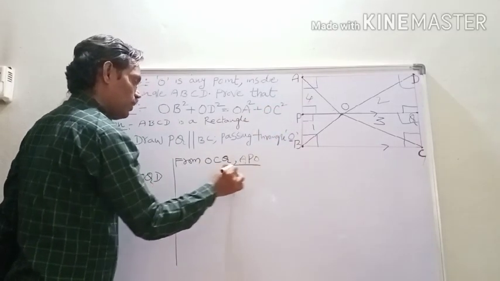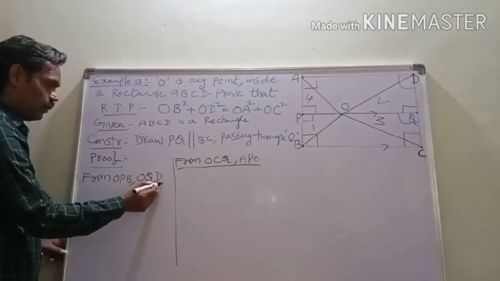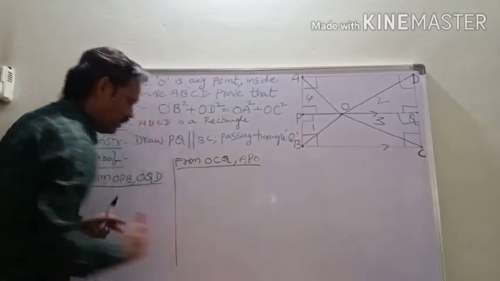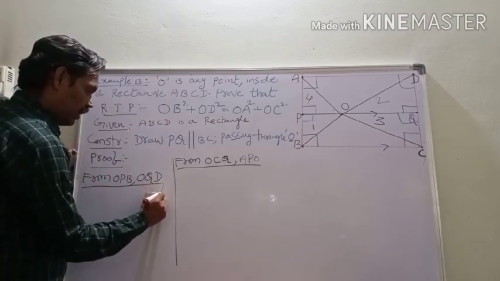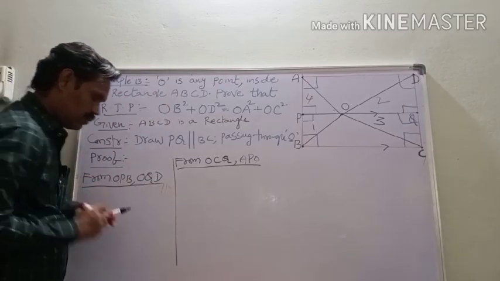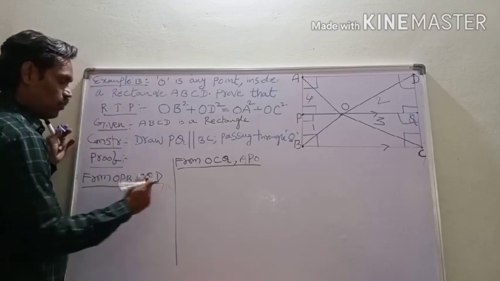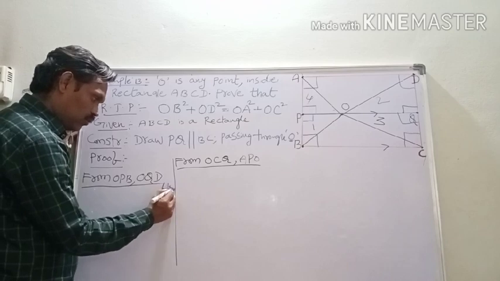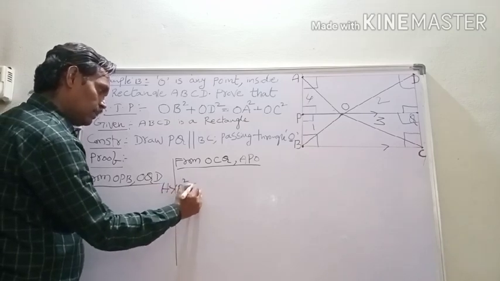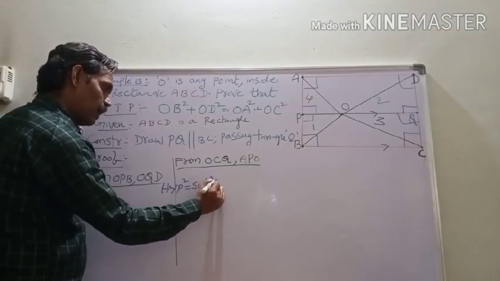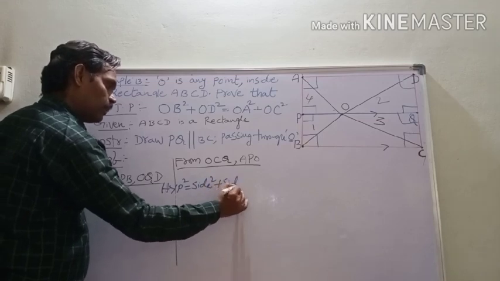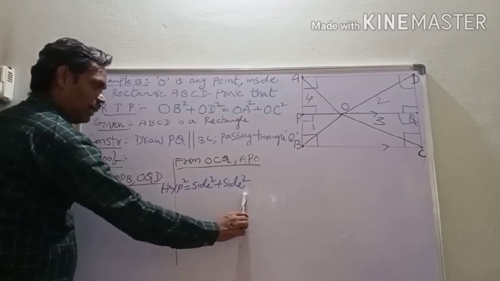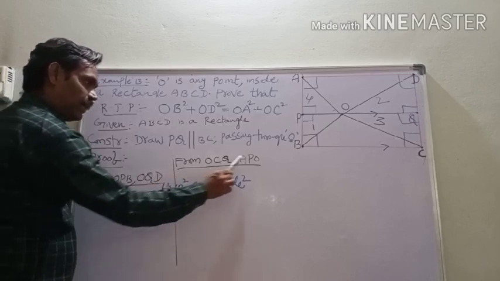APO. Okay. So here you have to apply the Pythagoras theorem. What does the Pythagoras theorem say? Hypotenuse square is equal to side square plus side square. This formula is common for all 4 right angle triangles.